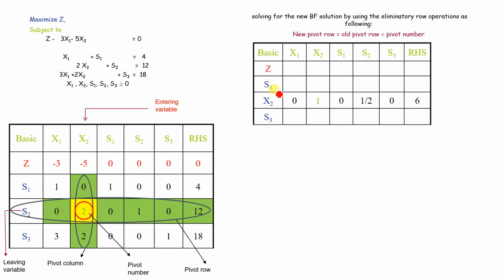Okay, so let's see. When we divide 0 by 2, we have 0 here. When we divide 2 by 2, we have 1 here. We have 0, we have 1 over 2, and we have 0, and we have 12 over 2, which is 6. So this is the new pivot row.